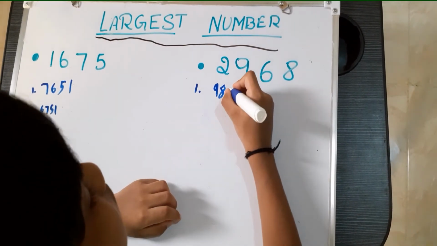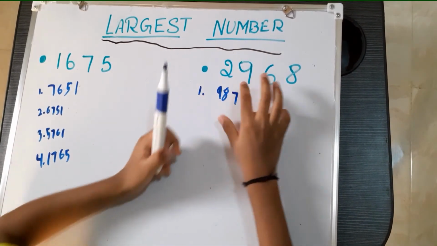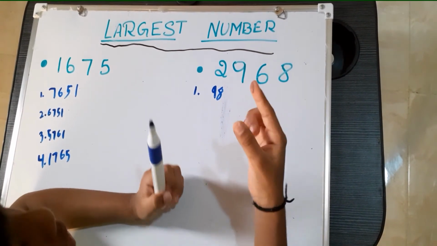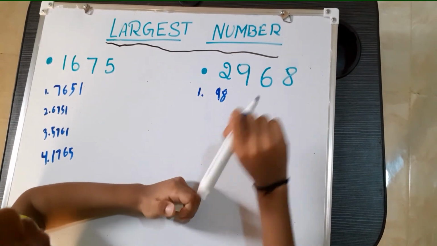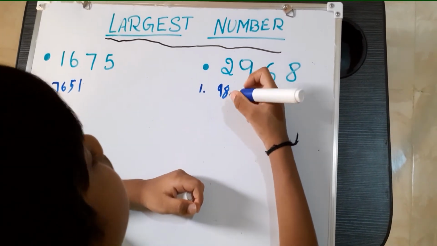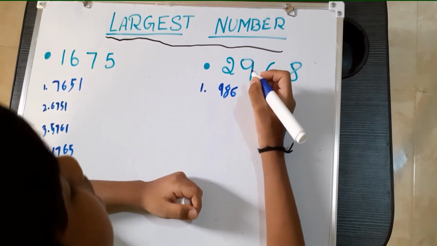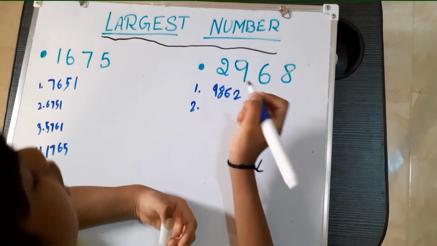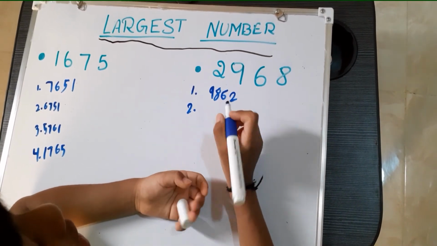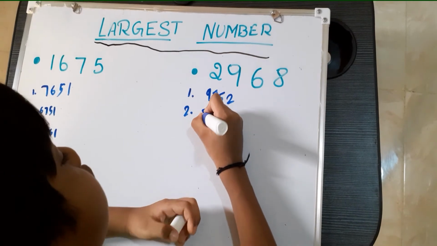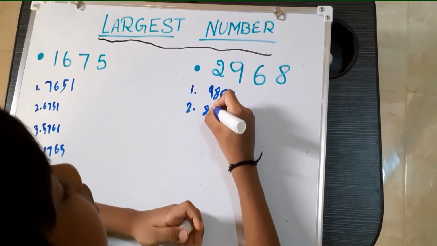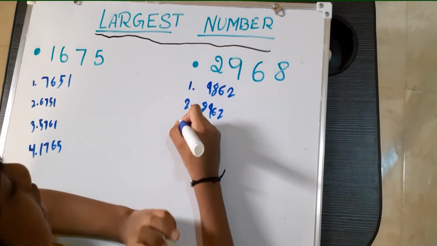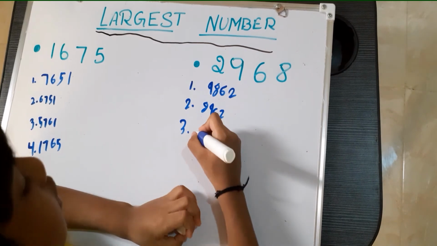9, 8, 6, 2. So what is the second largest number? It is 8,962. What is the third largest number?